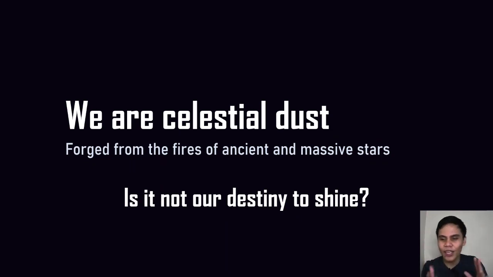Basically, in this topic, just remember that we are the products of celestial dust. We are forged from the fires of ancient and massive stars. And that means it's our destiny to shine as well. So don't forget, in this topic we discussed the Big Bang nucleosynthesis, how the Big Bang resulted in hydrogen and helium. We discussed stellar nucleosynthesis, how stars of different types create some of the heavier elements up to iron, and how supernova nucleosynthesis creates the elements heavier than iron. And that's pretty much it.